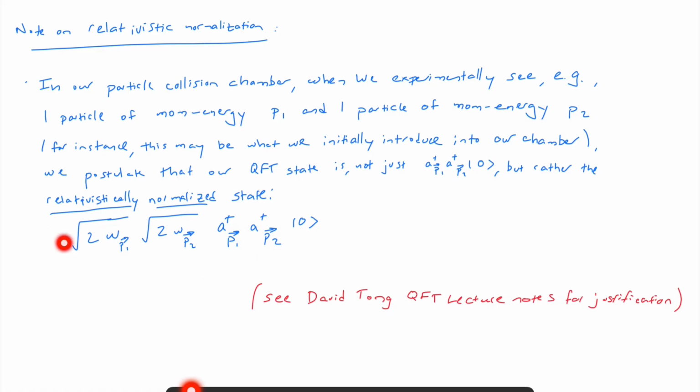And this is what we're going to do. So technically, when we're introducing our particle into the system, our 2-particle state, this is what we want to do. Not just this, but we have these prefactors here that we multiply it by.